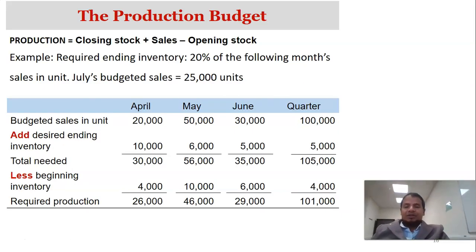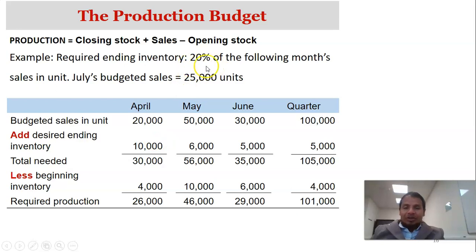So the sales budget, this is the expected sales units, total 100,000. Plus closing stock. We have to produce if we want to maintain something in the closing stock as well. So closing stock plus sales is the total amount we need, and opening stock is already available, so we don't need to produce that. If you deduct opening stock, the remaining amount is what we need to produce. All right, so add desired ending inventory.